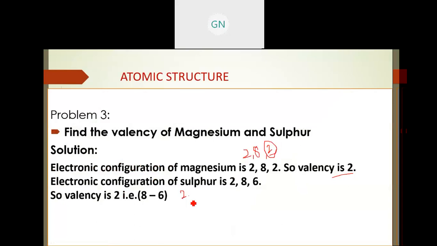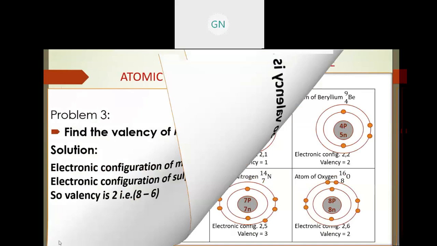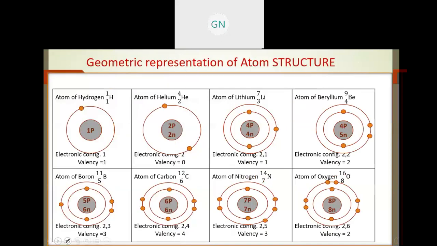Electronic configuration of sulfur, atomic number is 16. So 2, 8 and 6. So 6 is the number of valence electrons. When it is 5, 6, 7, we have to subtract from 8. 8 minus 6 is equal to 2. So valency is 2.